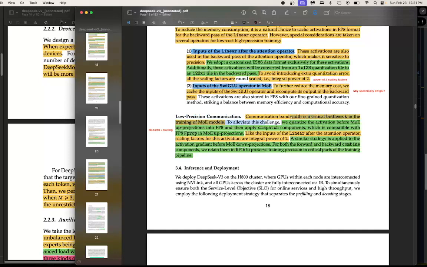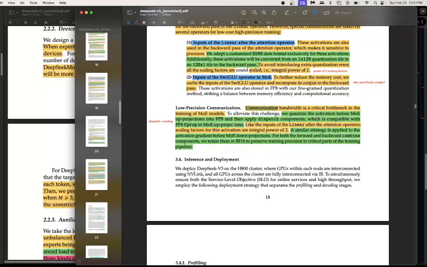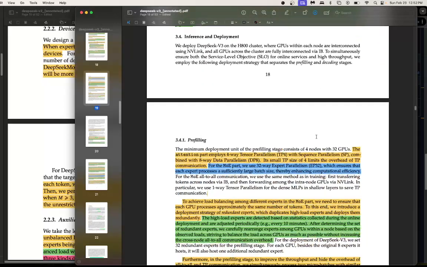Low precision communication. Yeah, so basically, I believe what they're talking about here is just quantizing the values that are going to be dispatched to different experts into FP8, and that way less data is sent over the network, as opposed to if it was BF16, it'd be twice as many bytes. I believe that's what's happening.